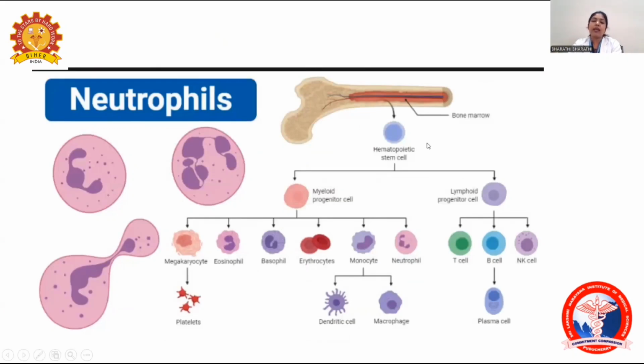This is another diagrammatic representation where there is a hematopoietic stem cell which gives rise to myeloid progenitor cell and lymphoid progenitor cell. The lymphoid progenitor cell gives rise to T lymphocyte, B lymphocyte, and NK cell. This B lymphocyte in turn gives rise to plasma cells that you all know. The myeloid progenitor cell gives rise to megakaryocyte, which matures into mature platelets in the circulating blood. Again, eosinophils, basophils, RBCs, monocyte, and neutrophil. Clear?